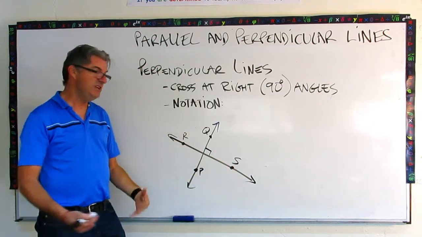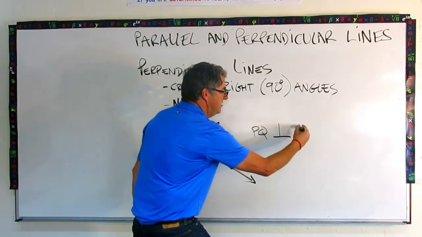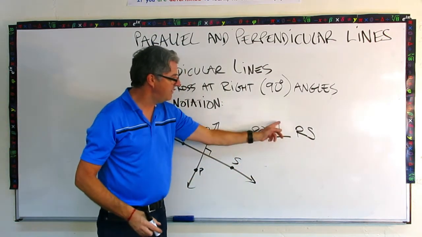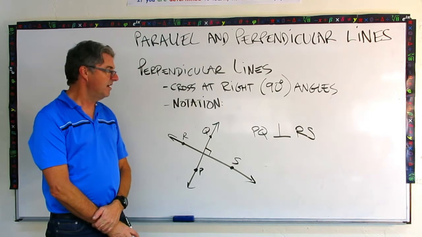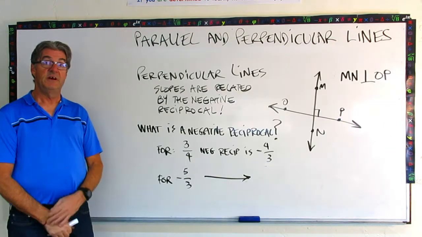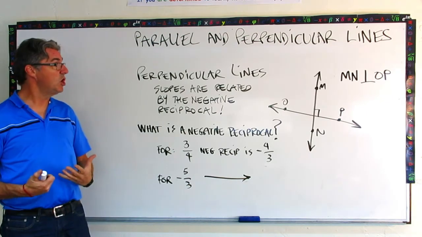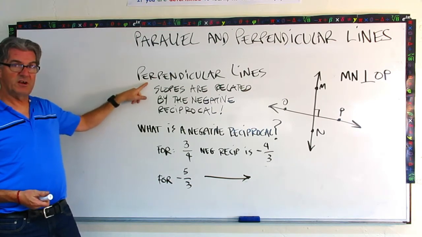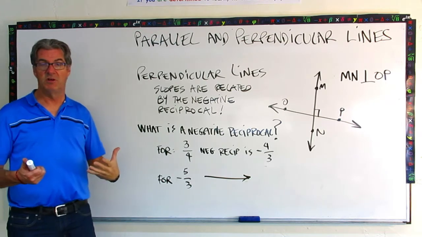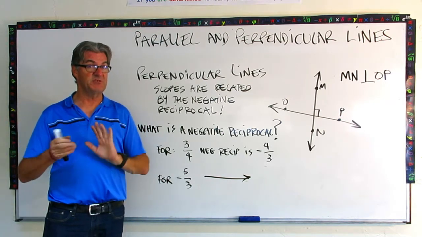So now we have some notation. It's pretty simple. PQ is perpendicular to RS. And this one also kind of makes sense because we're drawing one line with a perpendicular right to it there. So that's how we use notation. Here's our definition of perpendicular lines. Now perpendicular lines have a special relationship using their slopes. So what I've done here is given you that definition. They're related by the negative reciprocal. So that means that the 2 slopes together are related by the negative reciprocal. And there's a bunch of things we can do with that.